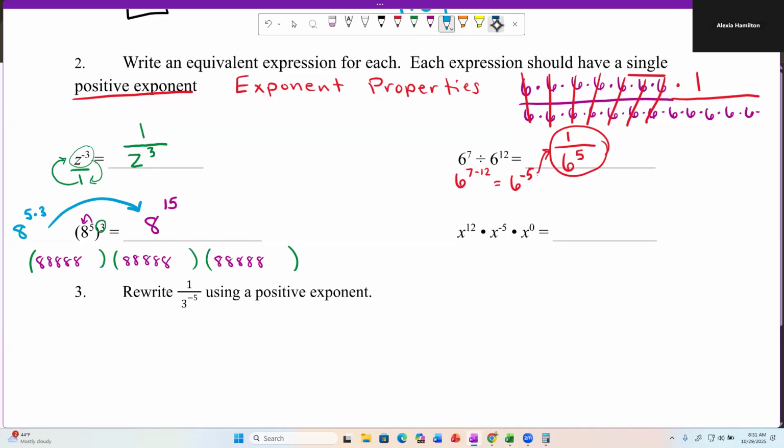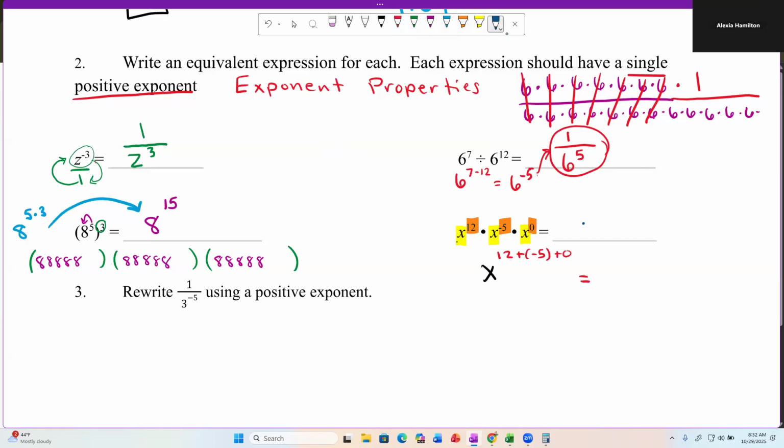And for the last one, I have 12 x's, then I have 5 x's in the denominator and 0. I'm not going to write this one out. I'm just going to use my product of powers because I know all of my bases are the same. So all the bases are the same here. So I can keep the base and then take the exponents and add them. So 12 plus a -5 plus 0. And whatever that gives me is going to be my answer.